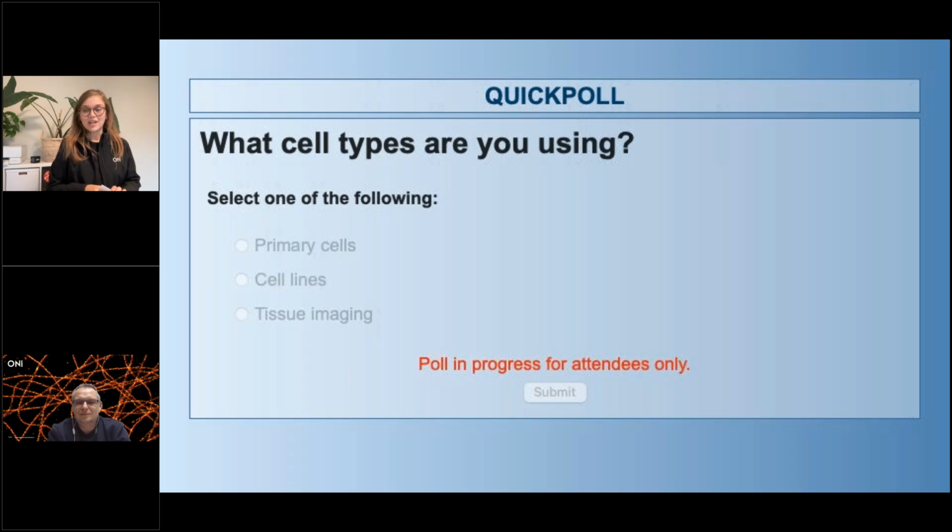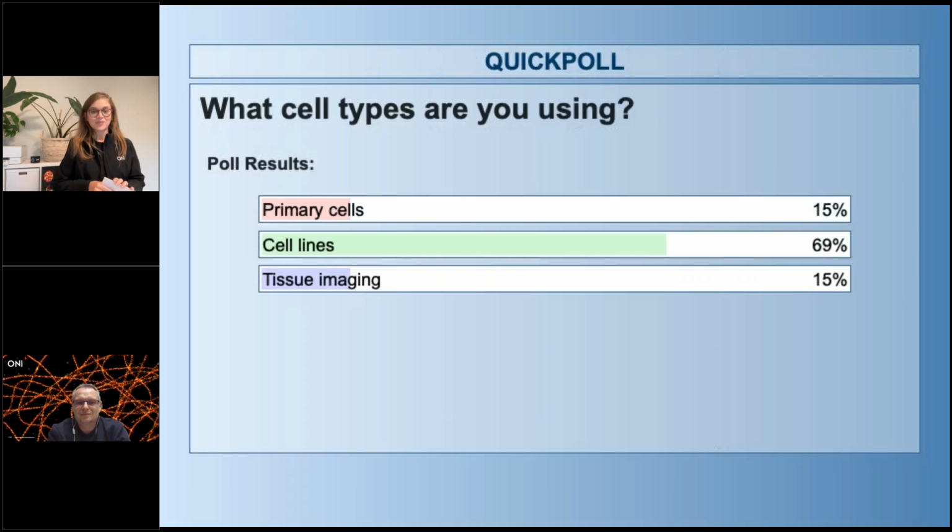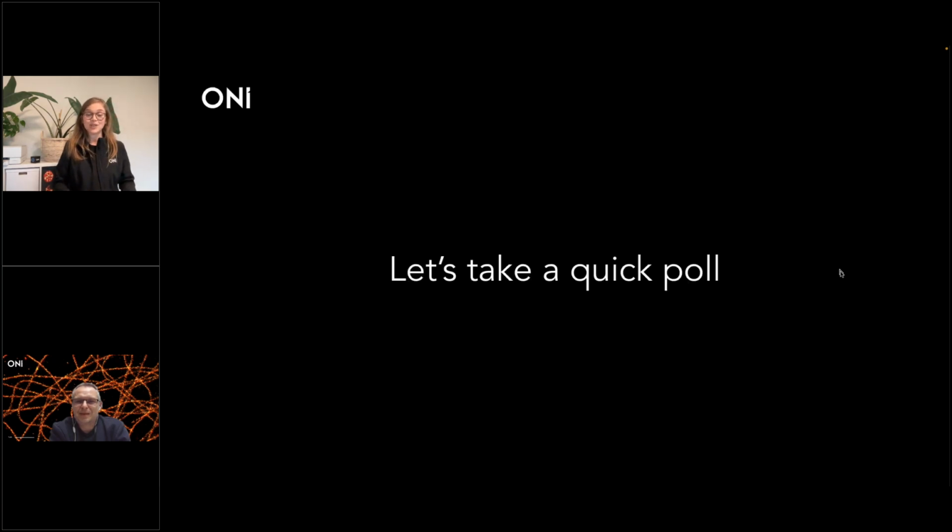All right, I'm very curious to hear. Oh, we have a nice mix, with most of the participants today using cell lines. And then we have 15% of users using primary cells and tissue imaging, which, to be very fair, are also the more difficult or tricky samples. So let's dive right into the cell imaging part.